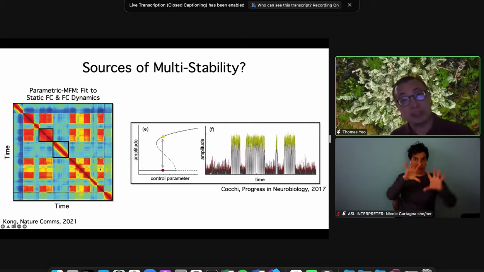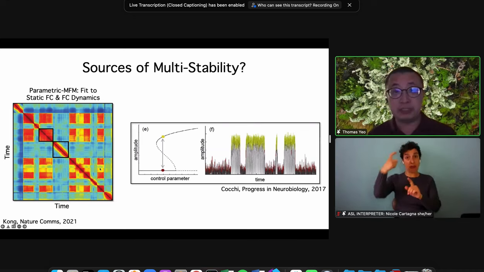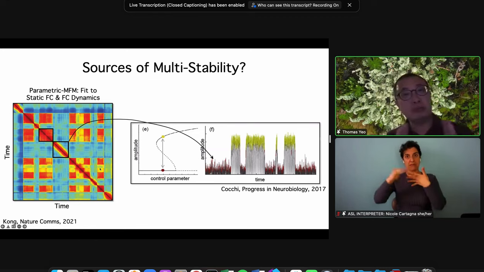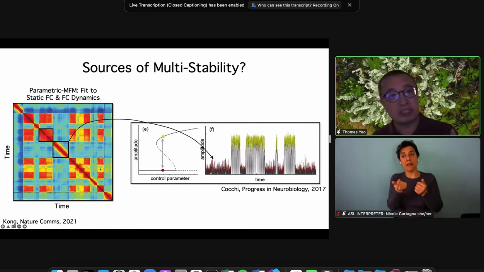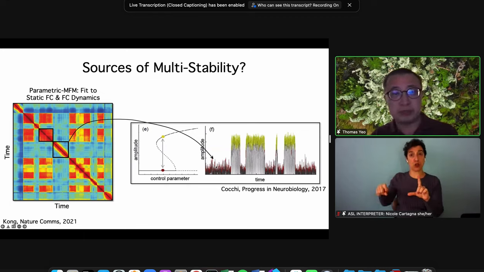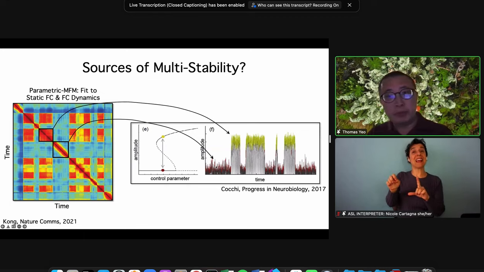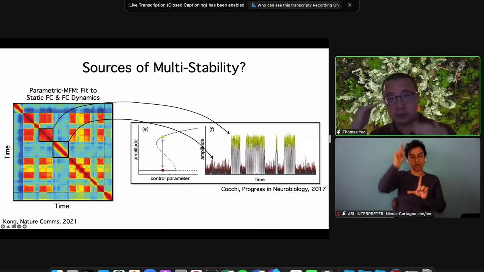We hypothesize that the brain might be exhibiting multi-stability. So there might be periods during which the system is functioning in this low amplitude state. And in this state, the system is dominated by noise. And there might be a period during which the system is functioning in this high amplitude state, right? And in this state, there are large fluctuations in the system.